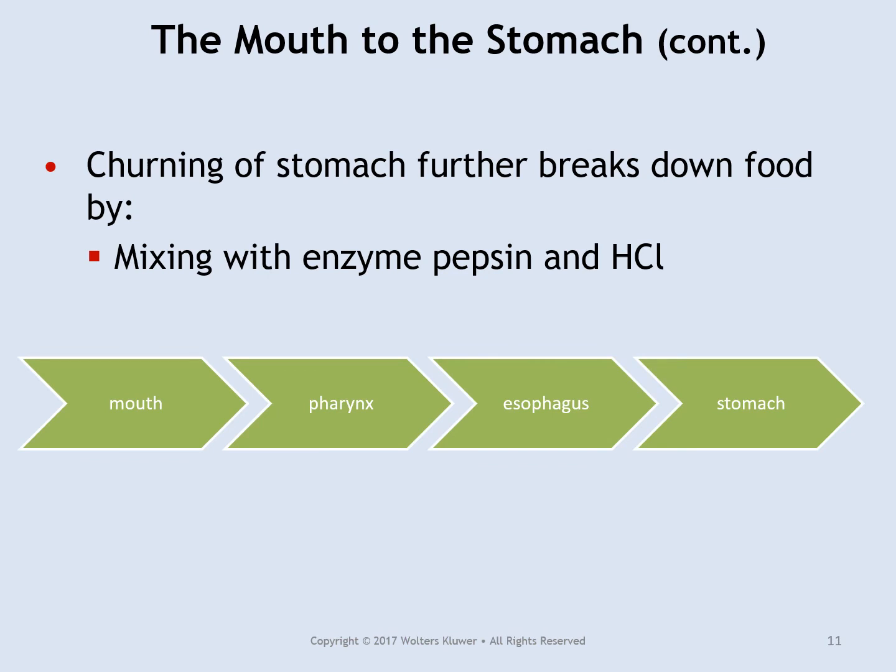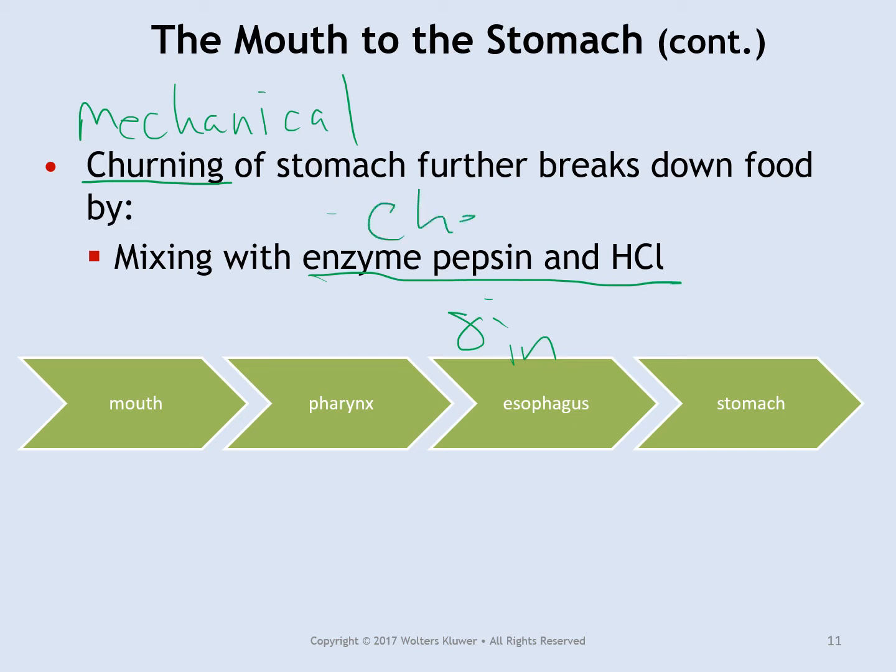So the pathway from the mouth to the stomach is food goes through the mouth to the pharynx to the esophagus. The esophagus is about 8 inches long from the mouth to the stomach. In the stomach, food gets churned up even further. That helps to break it down mechanically. And then you also see mixing with this enzyme called pepsin, which helps to break down protein, and hydrochloric acid, which is for chemical digestion. So you see both of those in the stomach.